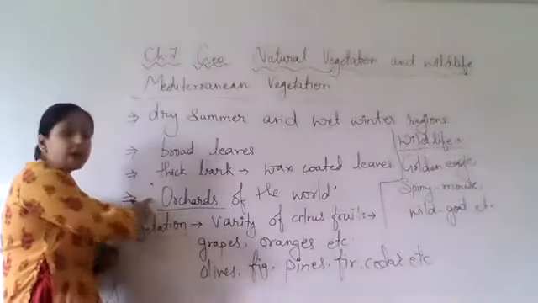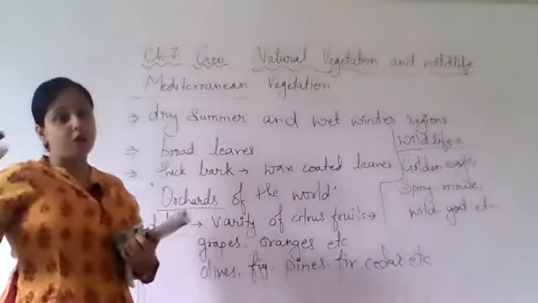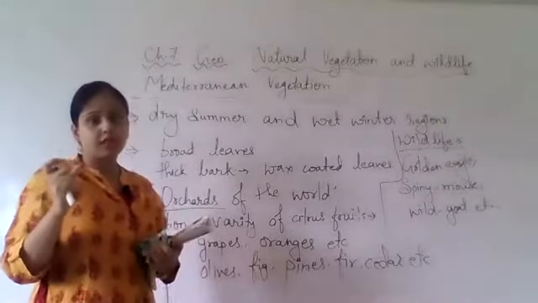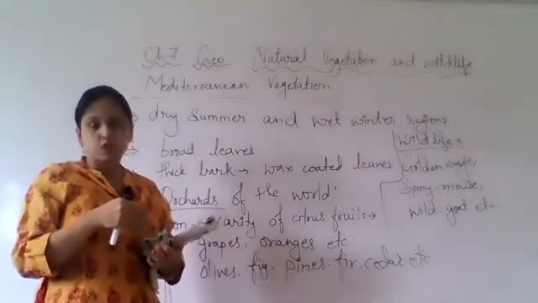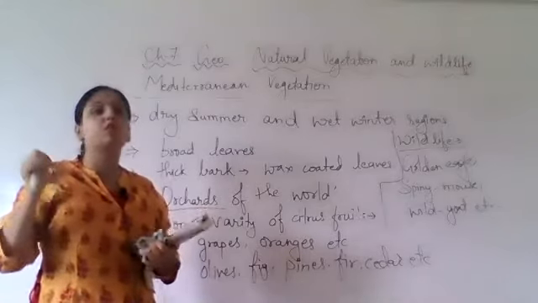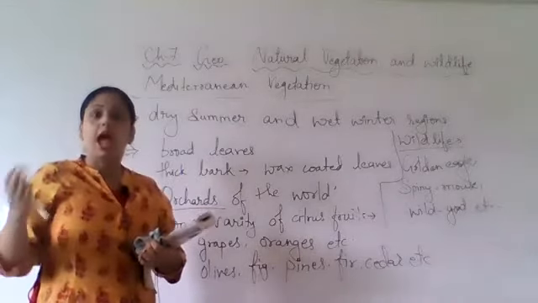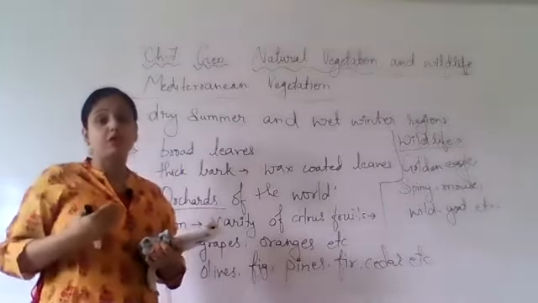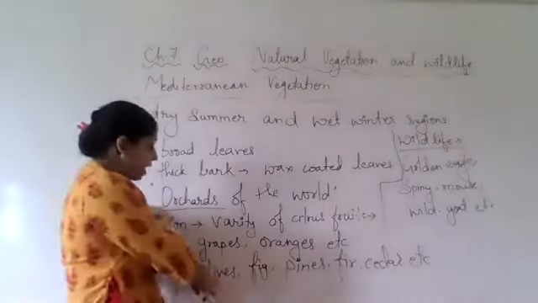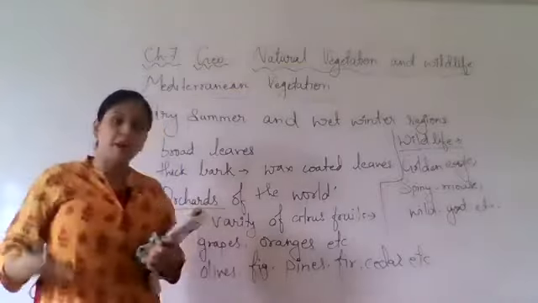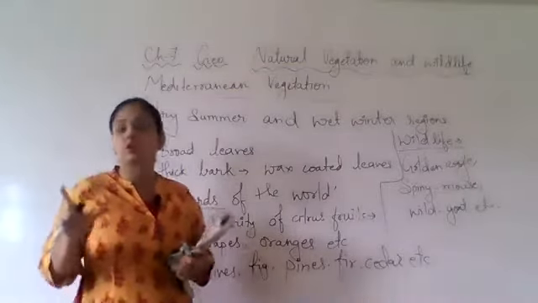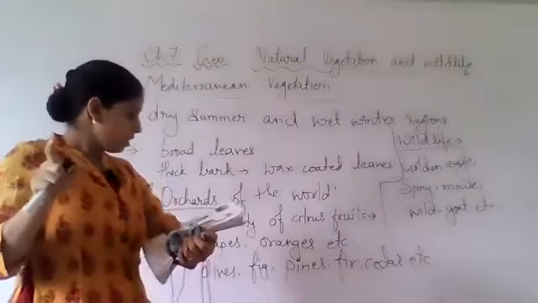Also, they are called orchards of the world because there are fruit trees which are found here. So in that you will find orange, grapes, these citrus fruits are found in this forest, and that is why they are called orchards of the world. Also you will find olives, fig, pines, firs, cedar, etc. These kind of trees also you will find.